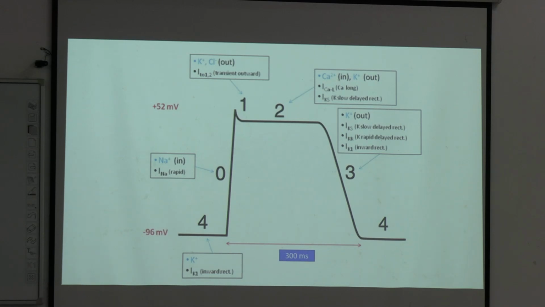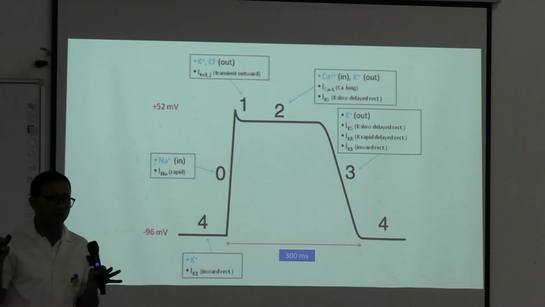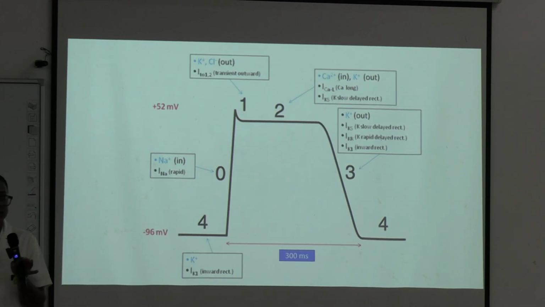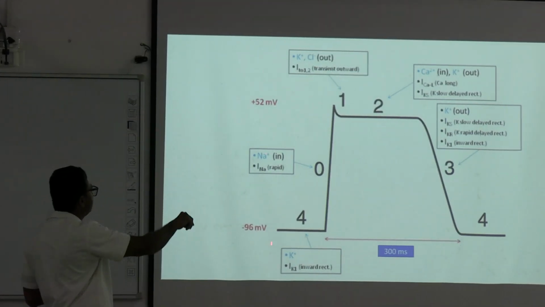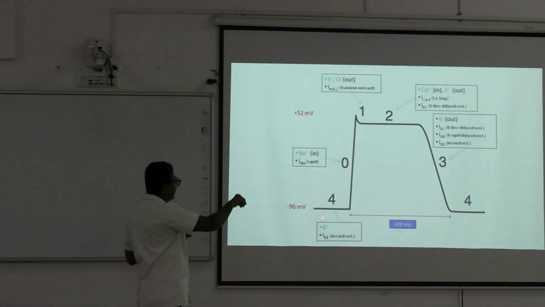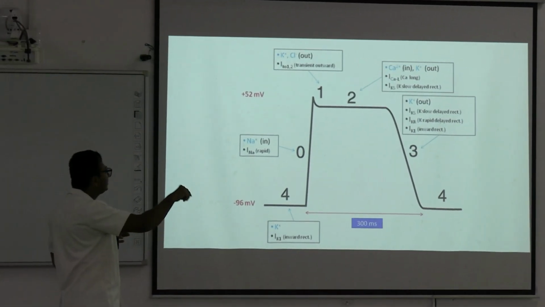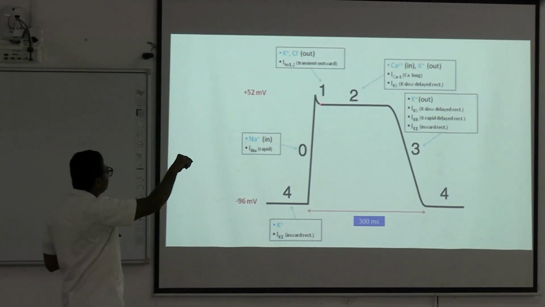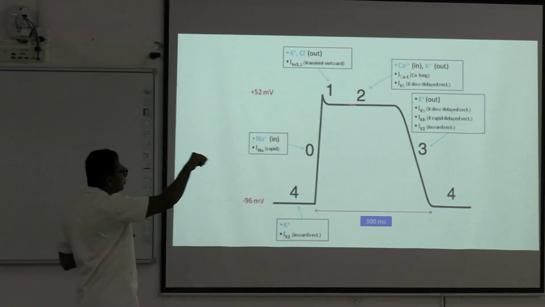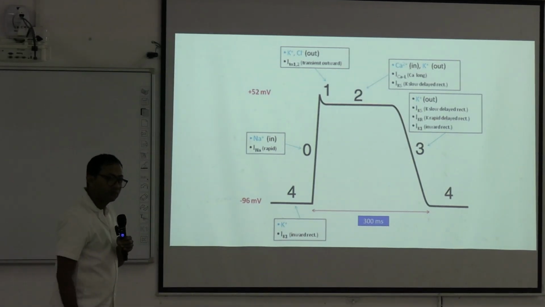There is phase 0 as well. There are two separate phases, 1 and 2, which were not there in the SA node, right? So here we have phase 1 and phase 2. Phase 2 is the major difference because phase 2 is the plateau. There is no change in membrane potential. The y-axis here is change in voltage and the x-axis is time, right? So according to the y-axis, you see phase 2 is flat, no change in membrane potential.